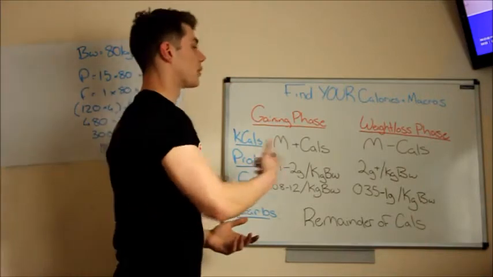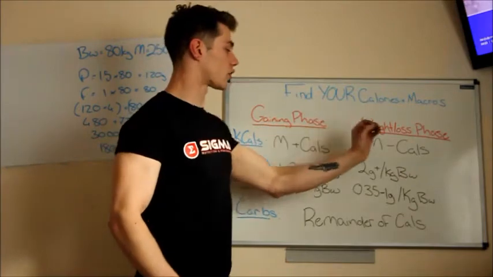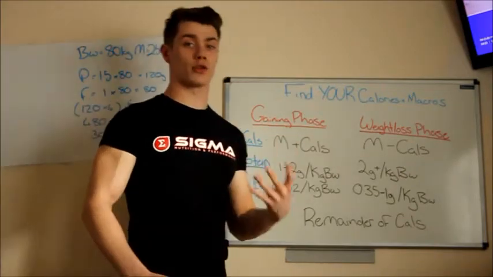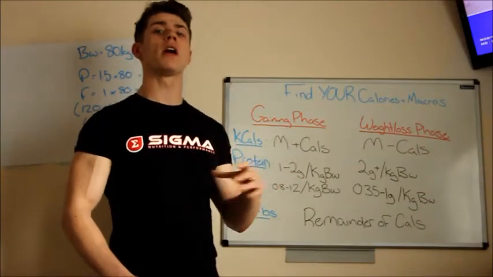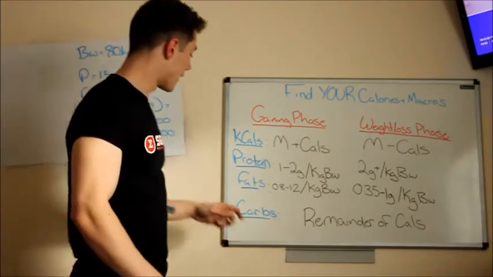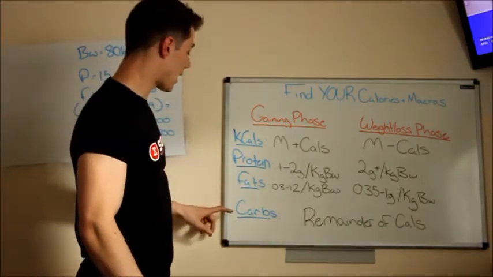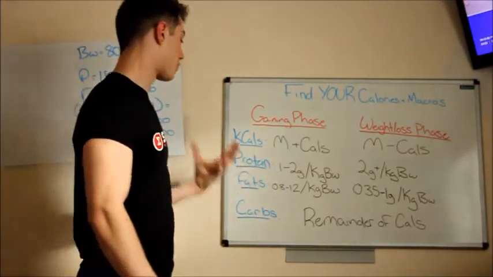So once you've found out which phase you're going to go into and how many calories you're going to add or subtract, we then need to worry about our macronutrients. If a calorie is a unit of energy, a calorie can be broken down into 3 macronutrients, and that's going to be proteins, fats, and carbs. The first one we're going to focus on is protein.